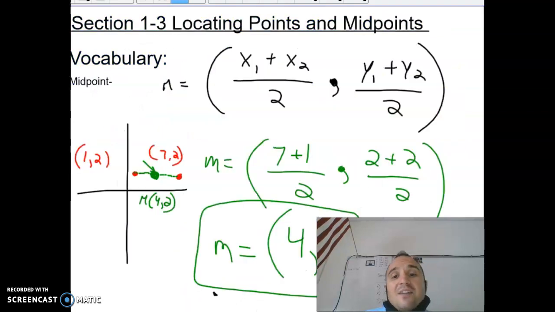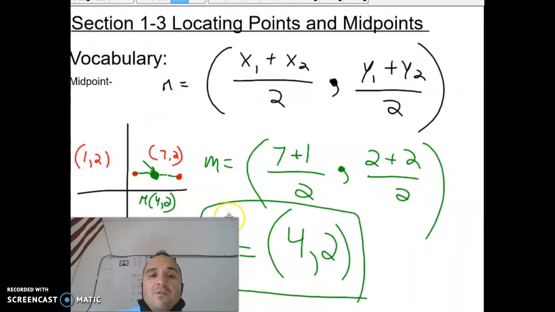Then I ask you to do the exact same thing, but with the midpoint. How do you find the middle of 2 points? So if it's easy to count, you count. So between 1, 2 and 7, 2, in between is 4, 2. But let's double check using this cool formula, x plus x divided by 2 and y plus y divided by 2.